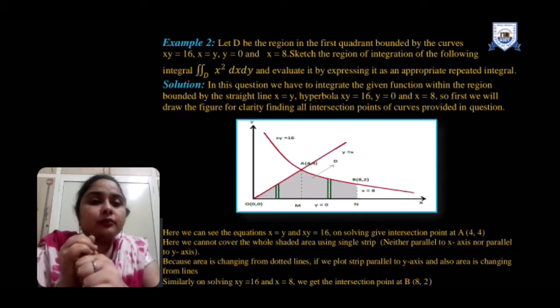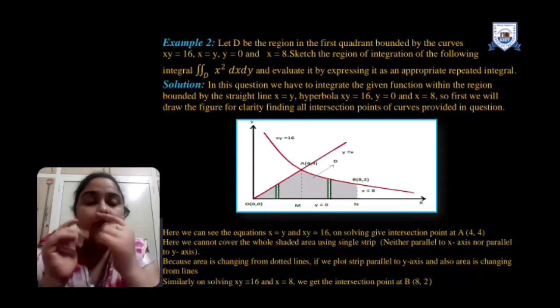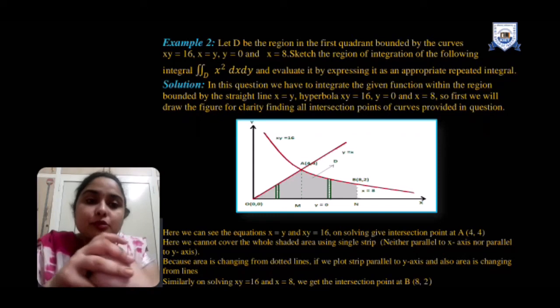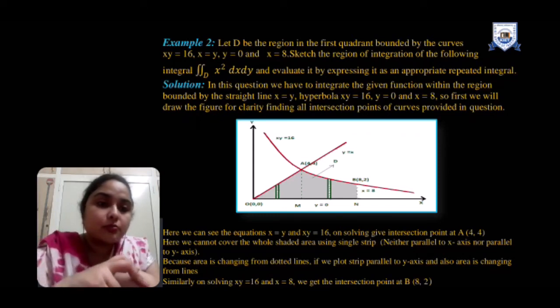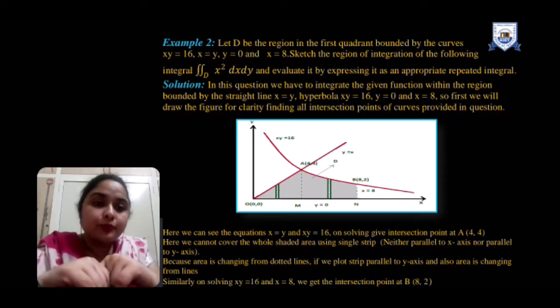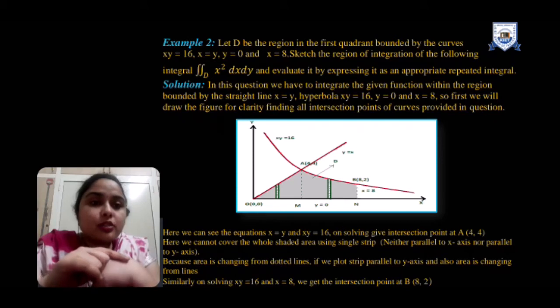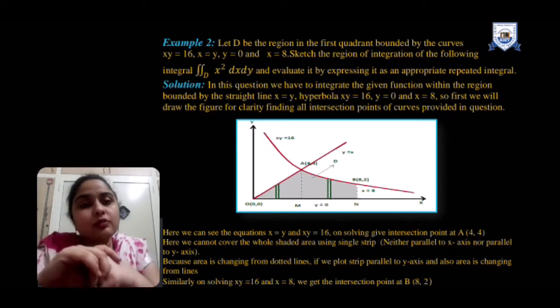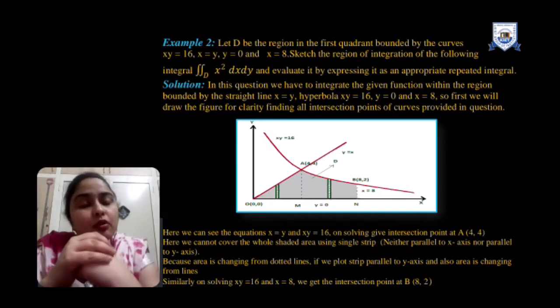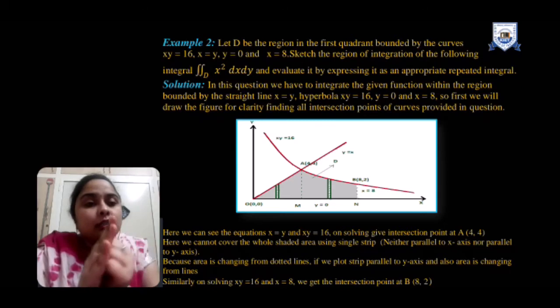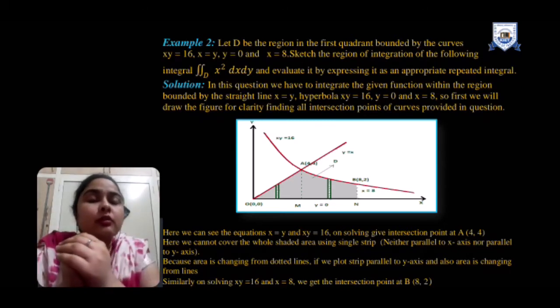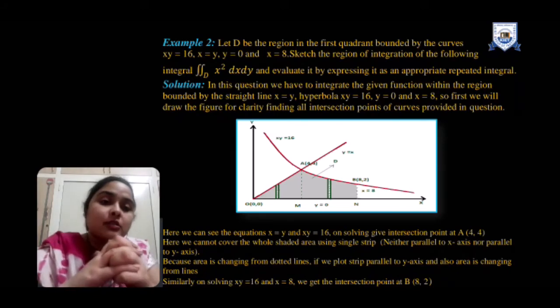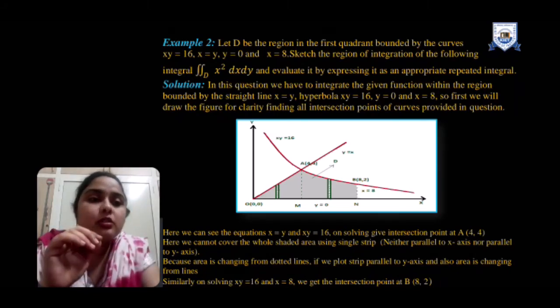Now drawing x equals 8, we have to find the intersection point with the hyperbola. Putting x equals 8, y equals 2, so the intersection point on this hyperbola will be at point B, (8, 2). Now in this question we have to integrate the function within the region bounded by all these four curves. First we have to draw the picture as I have already explained to you, and solving the equations, what the intersection points are, that also we have discussed. Now come to the solution.